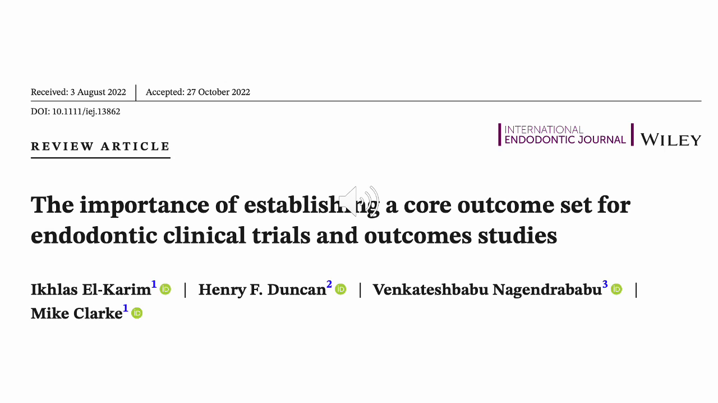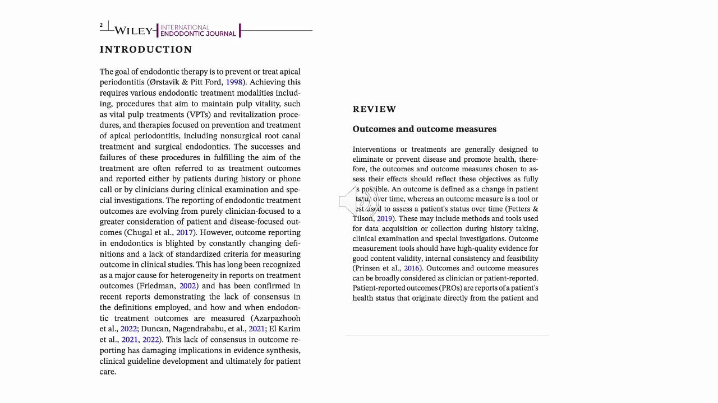The importance of establishing a core outcome set for endodontic clinical trials and outcome studies by Karim et al. in 2022 from Queen's University. We all know that the goal of endodontic therapy is to prevent or treat apical periodontitis.